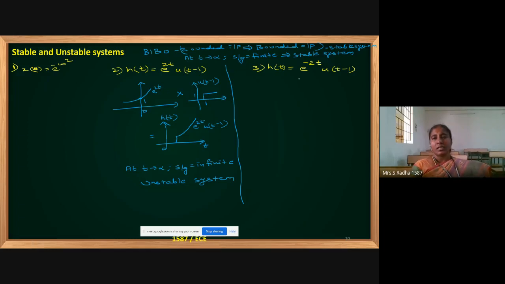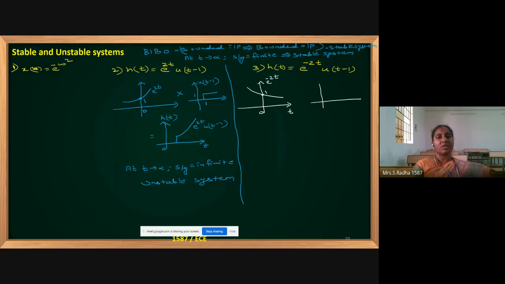So here, e power minus 2t is a decreasing exponential. E power minus means decreasing exponential. This is the diagram for e power minus 2t. X-axis, y-axis, origin I have drawn. When you put t equal to 0, e power 0 value is 1, so the cutting point will be 1. So at t equal to 0, the value will be 1. This is the diagram for e power minus 2t.